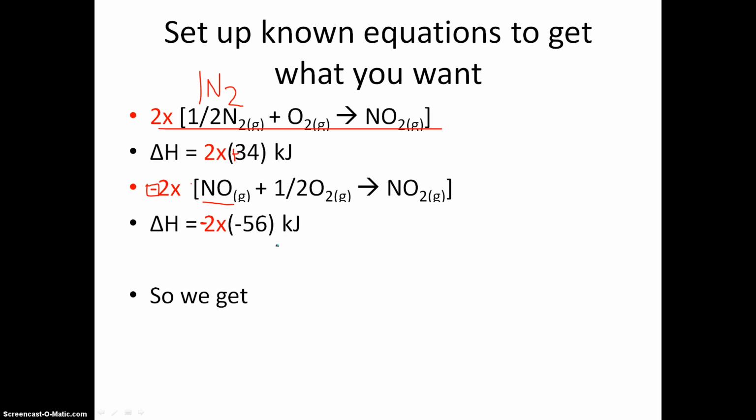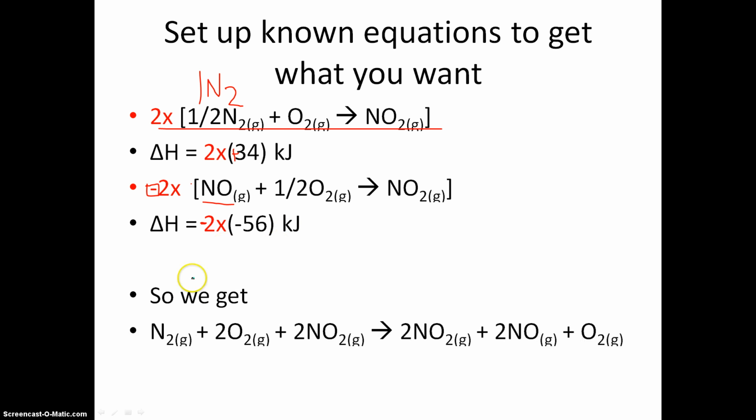So when we do all this math, this is what our equation looks like. N2, because here we started with 2 times a half, so that gives us 1 mole of nitrogen gas. 2 times 1 mole of oxygen gas, so that's 2O2. 2 times 1 mole of NO2, that gives us 2 NO2. Or sorry, this is an intermediate right here. We want to get rid of this. How does that happen? Let's go on to the second equation.